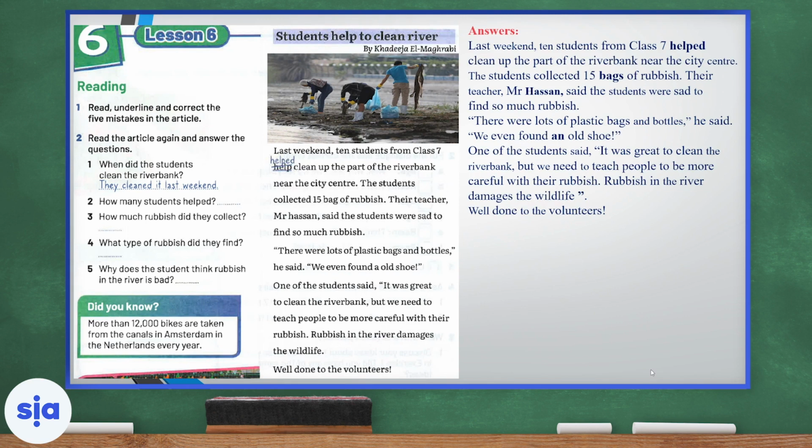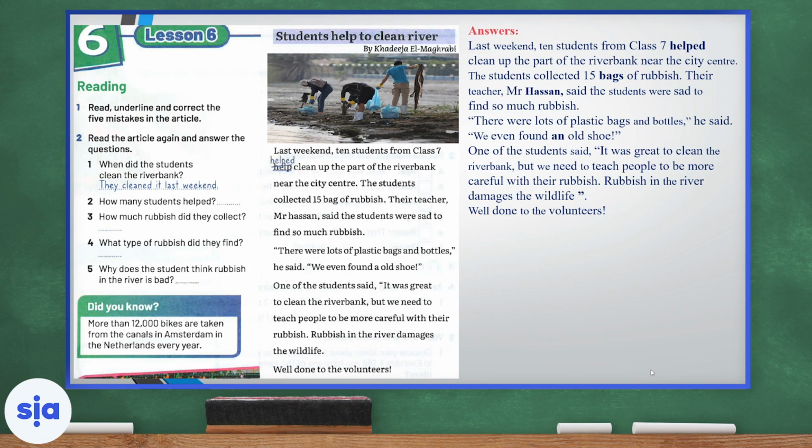As for the third mistake, we need to capitalize Hassan because Mr. Hassan is written with a small h. And we need to add the article an instead of a. Let's read it together. We even found an old shoe. And last but not least, we need to add a quotation mark after wildlife. Good job, guys.